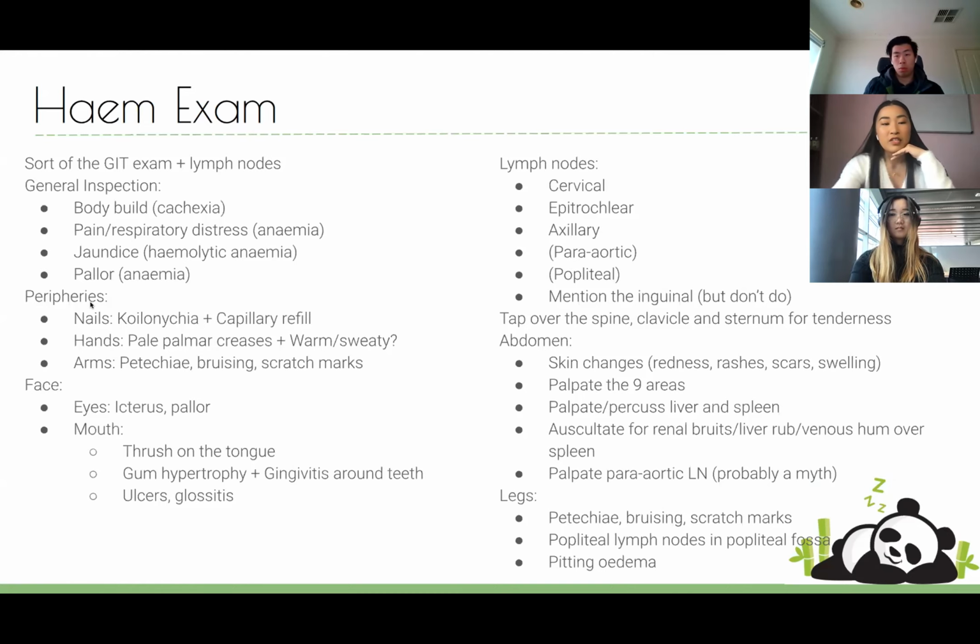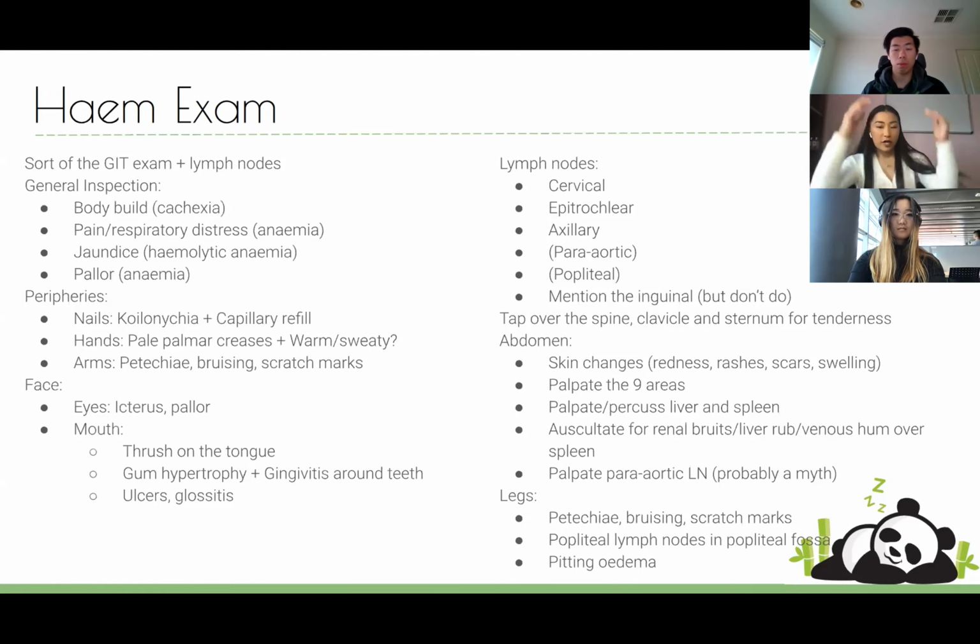Looking at the peripheries, there are some buzzwordy things for iron deficiency anemia. That's koilonychia, which is the spoon nails. That's specific for iron deficiency anemia. And then cap refill as well. In the hands, pale palmar creases would again point to anemia. And if they're warm and sweaty, maybe you're thinking Polycythaemia Rubra Vera or something like that. On the arms, you look for petechiae and bruising, which point towards platelet problems, and scratch marks. Pruritus, remember basophilia was one of the symptoms in that list.